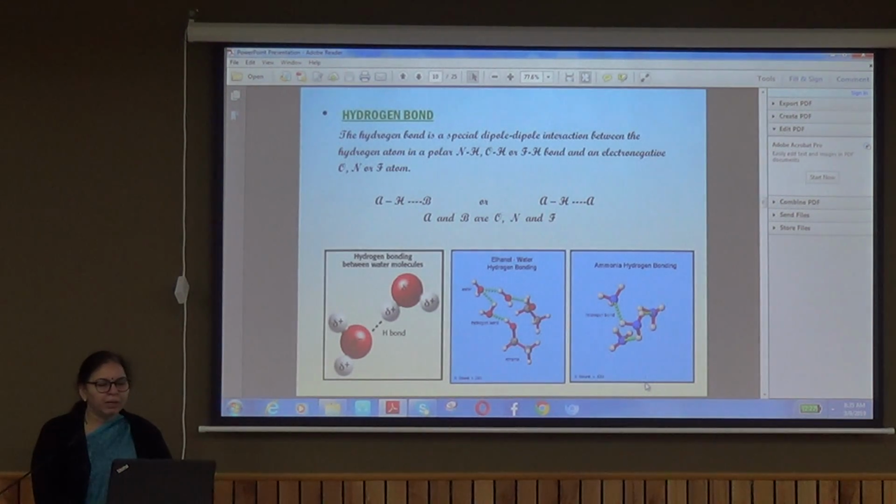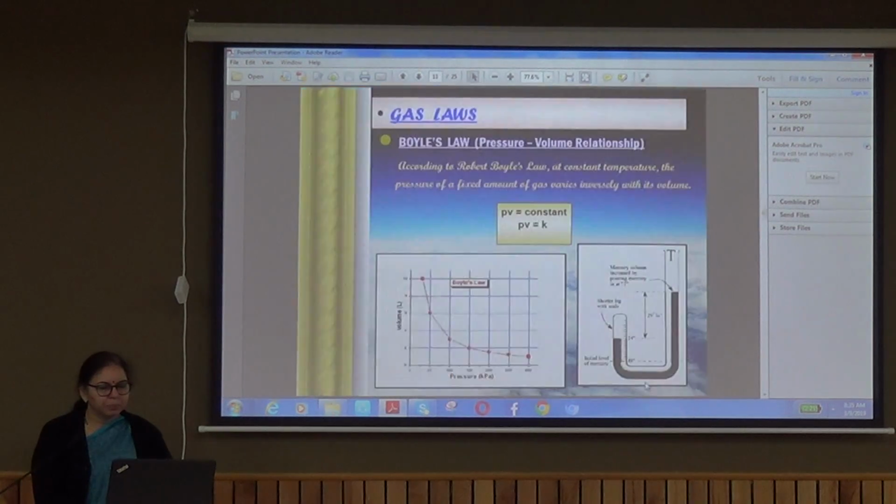Hydrogen bond. Hydrogen bond is a special type of dipole-dipole interaction. It is present between hydrogen and more electronegative atoms like fluorine, oxygen and nitrogen. This is the strongest force among all the Van der Waals forces.